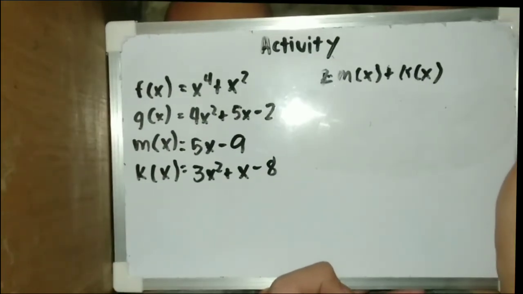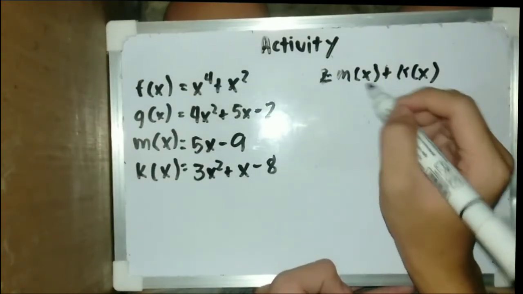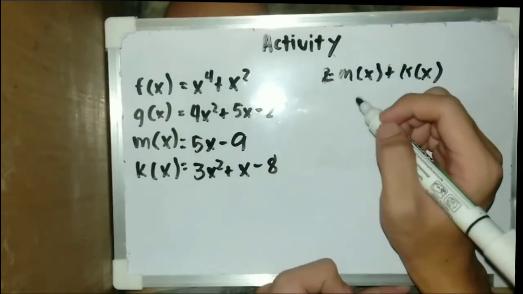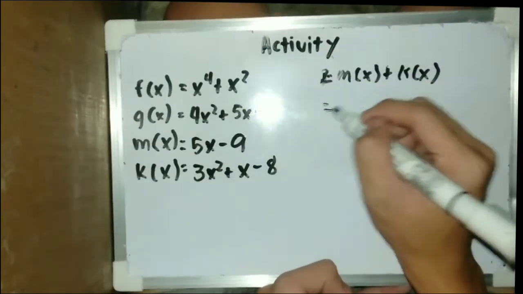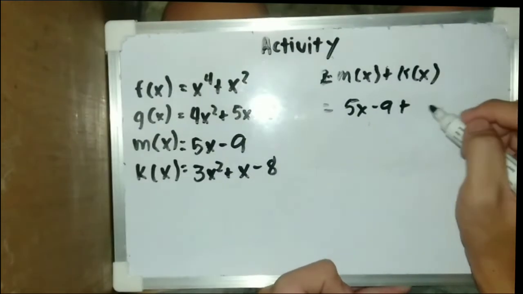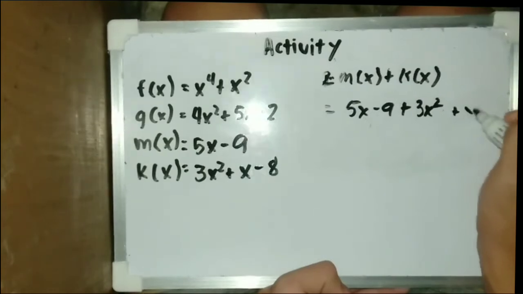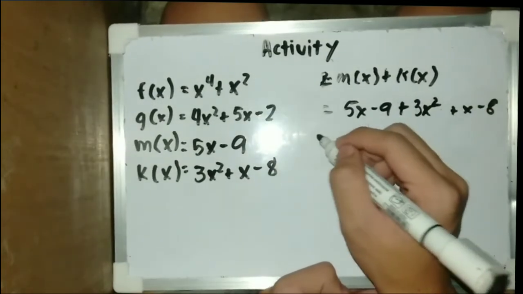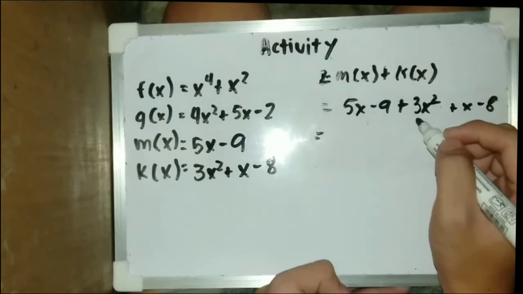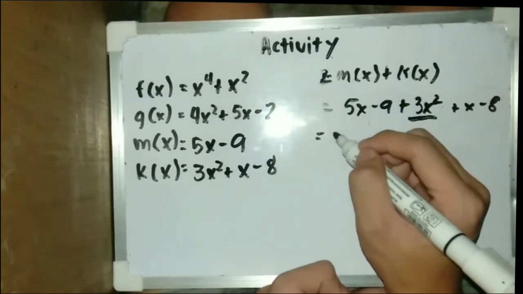So, moving on for our question number 2, m of x plus k of x. So, isa-substitute lang din po natin. M of x is equals to 5x minus 9 plus k of x is equals to 3x squared plus x minus 8. So, ang sabi ko nga kanina sa example, hanapin lang natin yung first term, which is yung may exponent, which is positive 3x squared.